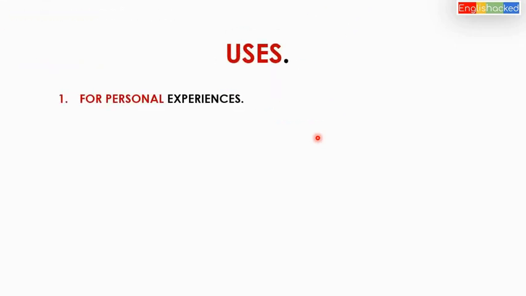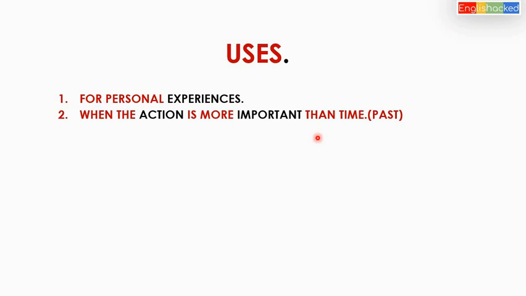Let's continue. Our uses. We have 5 uses of the present perfect. You must master these. You must learn these, and you must memorize them if you can't learn. We have 5 of them when we use the present perfect. First, for personal experiences, we use the present perfect tense for personal experiences. We also use the present perfect when the action is more important than the time. When the action is more important than the time, we use the present perfect.